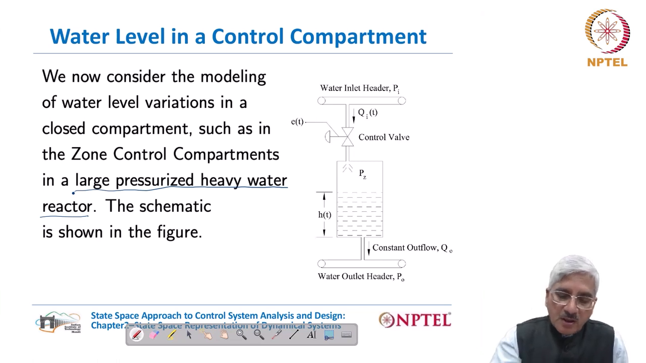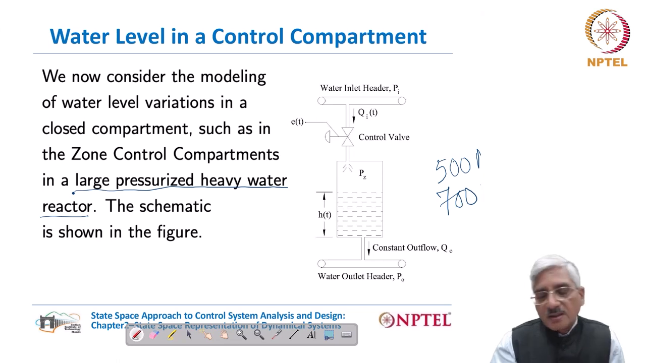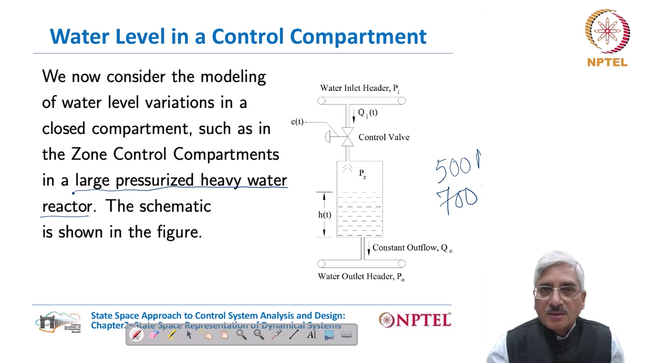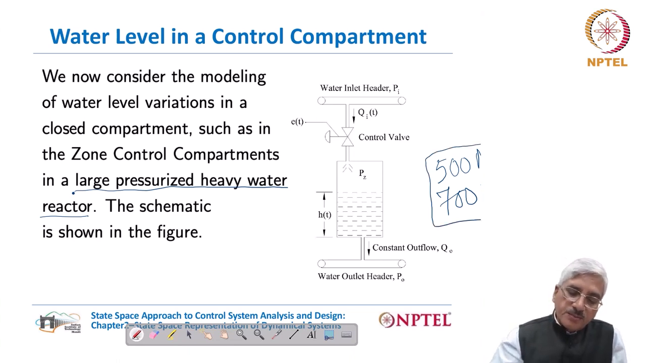They have the capacity of 500 megawatts electrical, and a few are of 700 megawatt electrical capacity. They are at Kakrapar and Rajasthan. One or two are either commissioned or in the commissioning stage, and others are in the construction stage. So these reactors are 500 megawatt electrical pressurized heavy water reactors and 700 megawatt electrical pressurized heavy water reactors. Similar reactors are there in Canada, etc.